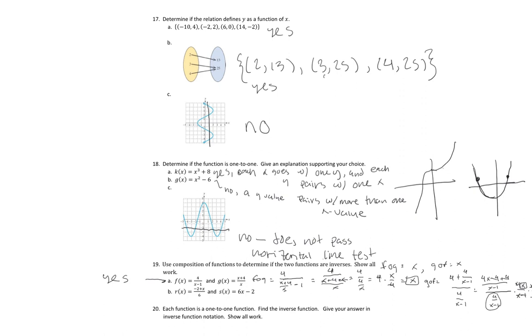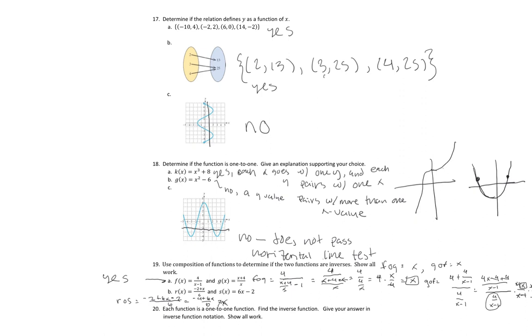Now, if we go to part B and try to find the composition, if we do R of S, that's going to equal negative 2 plus 6x minus 2 over 6, okay? And then that can be simplified, so the negative 2's can be combined to give us negative 4 plus 6x over 6. And we know that that's not going to give us x, right? That 4 and 6 don't cancel out to give us anything. We still have those there. And so we know that this does not equal x.